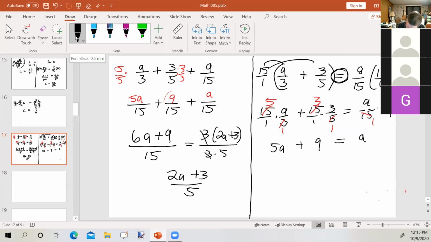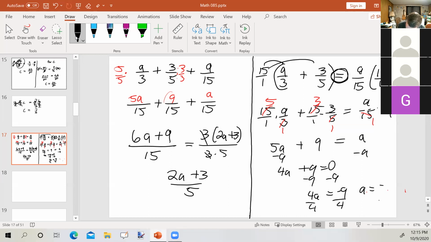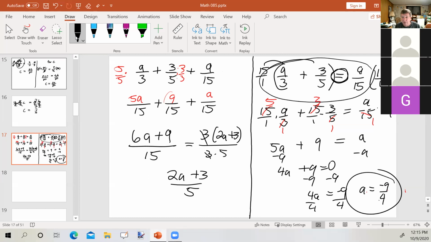Okay, I'm going to subtract a from both sides. 4a plus 9 equals 0. Subtract 9 from both sides. 4a equals -9. Divide by 4. a equals -9/4. Look at my original equation. There are no variables in the denominator, so there's no way that a value of a is going to make it undefined, because you can't plug a into a denominator if there's no a in a denominator.